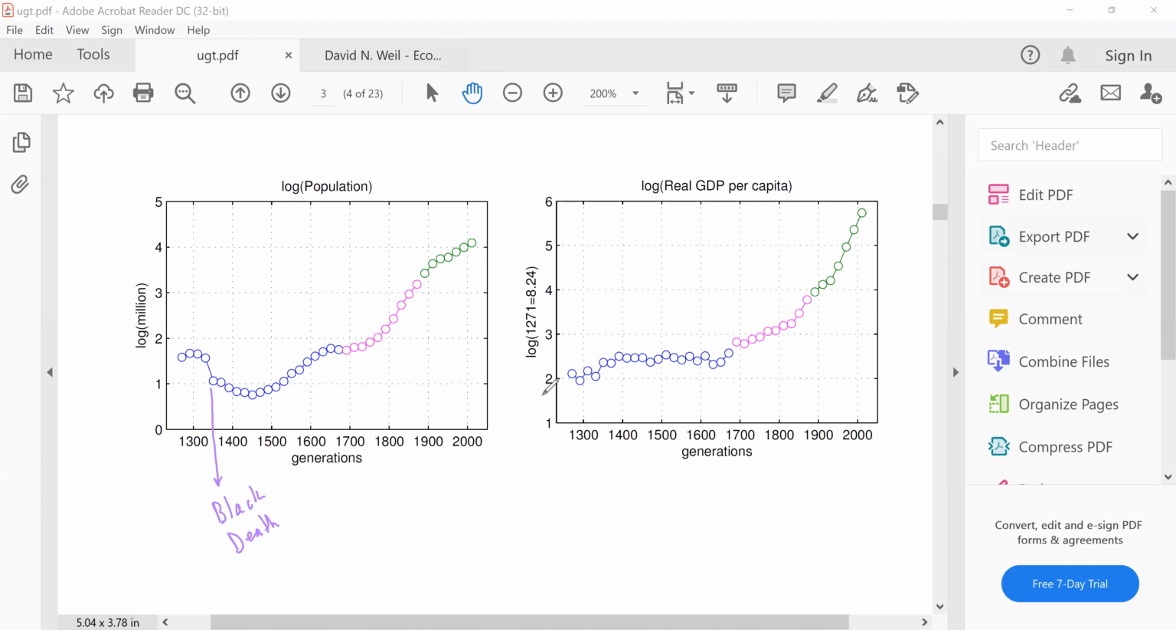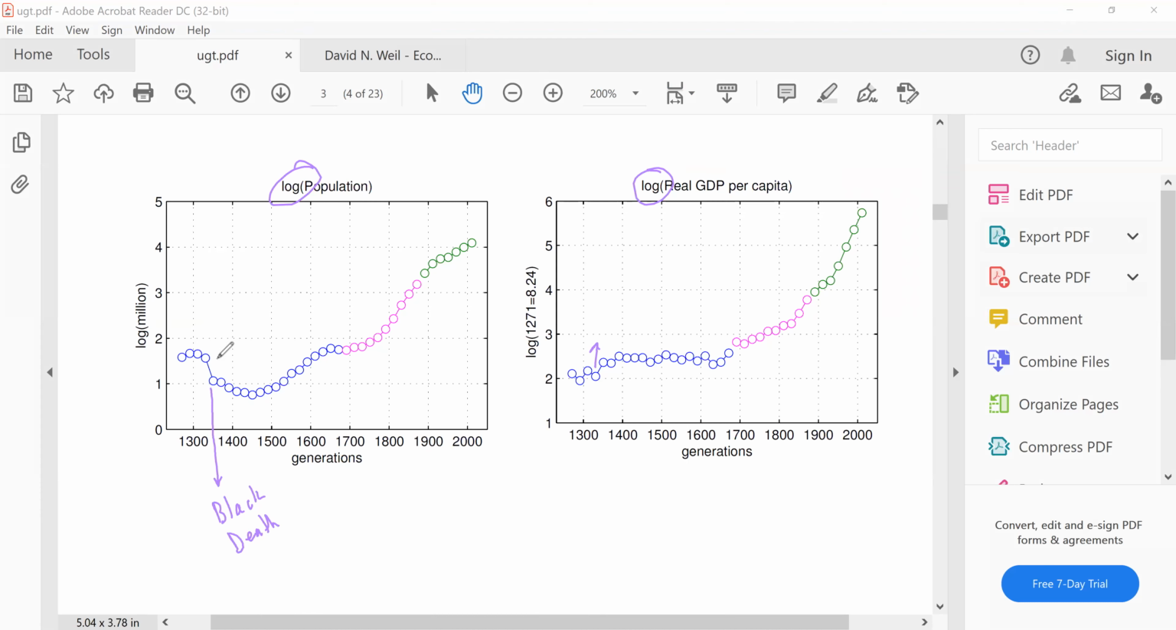Now what happens? Population decreases. So this is of course logarithmic. That's important. Be careful. So this is all smoothed out. So here, as you see, the Black Death creates that increase in real GDP per capita. Now, as you also see, population recovery takes centuries.